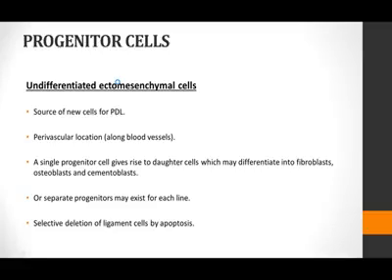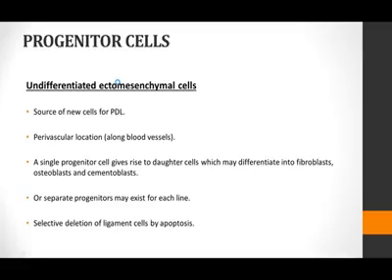The next type of cells that we have within the PDL space are the progenitor cells, which are the undifferentiated ectomesenchymal cells or the stem cells. These cells are basically a source of new cells for the PDL, and they are present along the blood vessels within the PDL, so we say they have a perivascular location. These undifferentiated ectomesenchymal cells, as the name says, could differentiate into any type of cell: fibroblast, osteoblast or cementoblast.